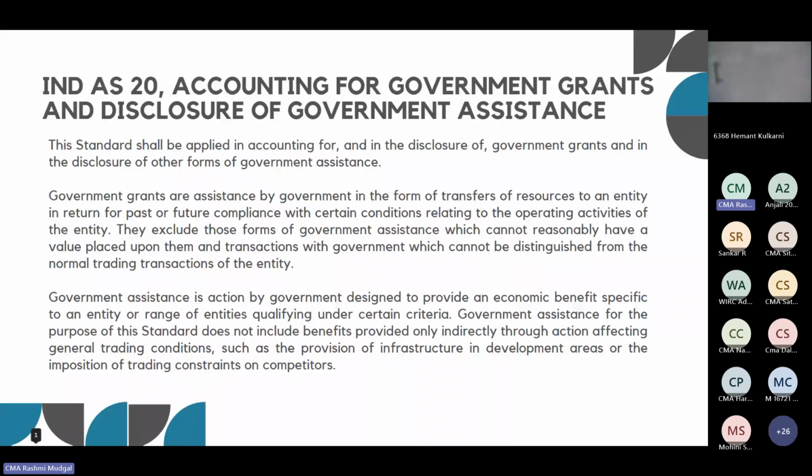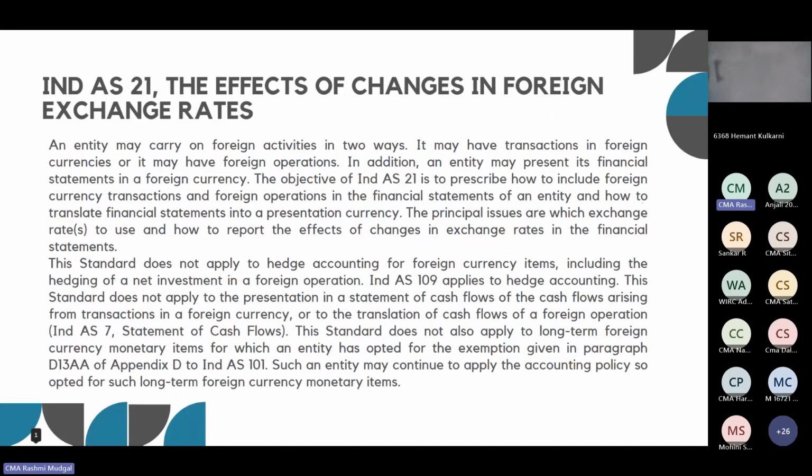Okay, so government assistance is action by government designed to provide an economic benefit specific to the entity or range of entities qualifying under certain criteria. Government assistance, for the purpose of this standard, does not include benefit provided only indirectly through action affecting general trading conditions, such as provision of infrastructure in development areas or the imposing of trading constraints on competitors. So that is the government grant implementation and the accounting for that.